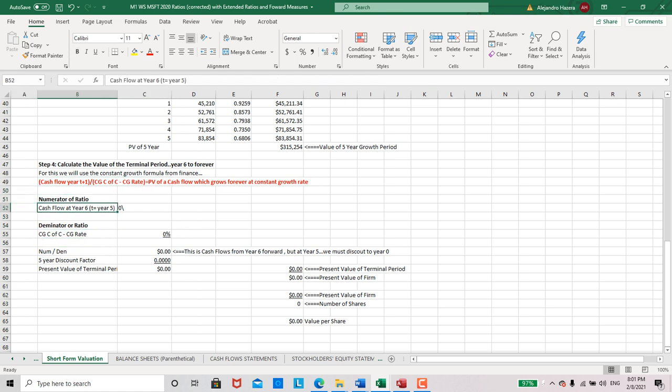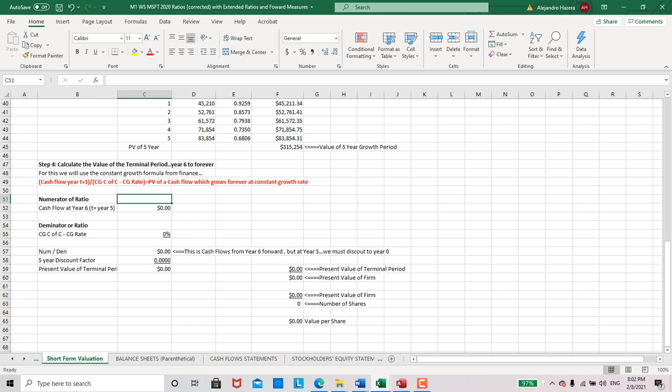So the numerator is going to be the cash flow at year 6, where P is equal to 5 in these symbols up here. We're going to calculate that cash flow in year 6, and that's going to be our numerator. Our denominator is simply going to be the constant growth cost of capital less the growth rate, and we're going to divide the two and work from there.